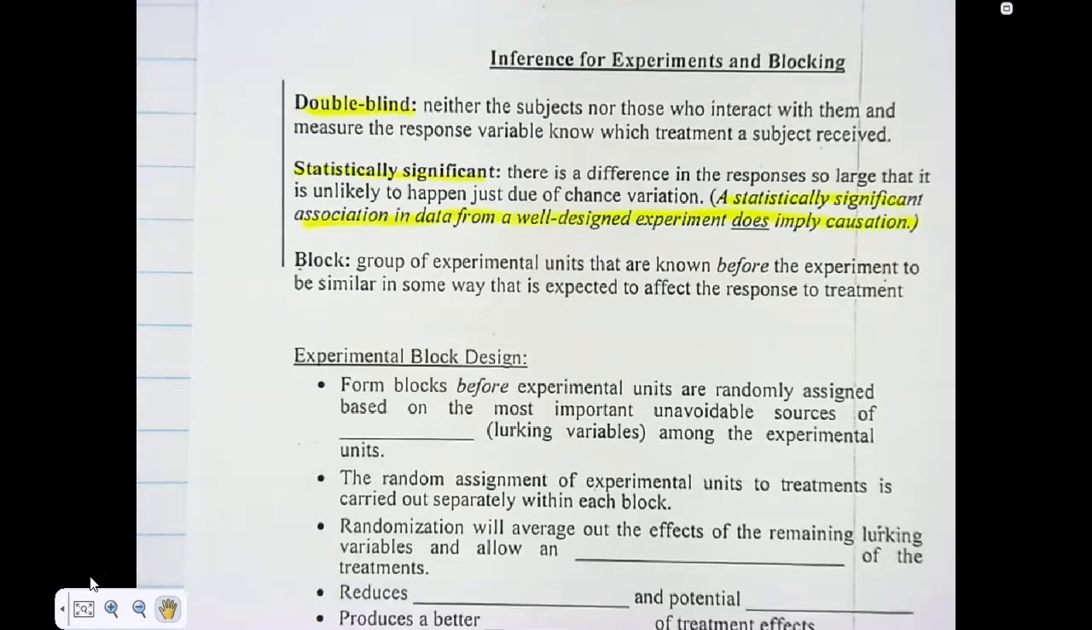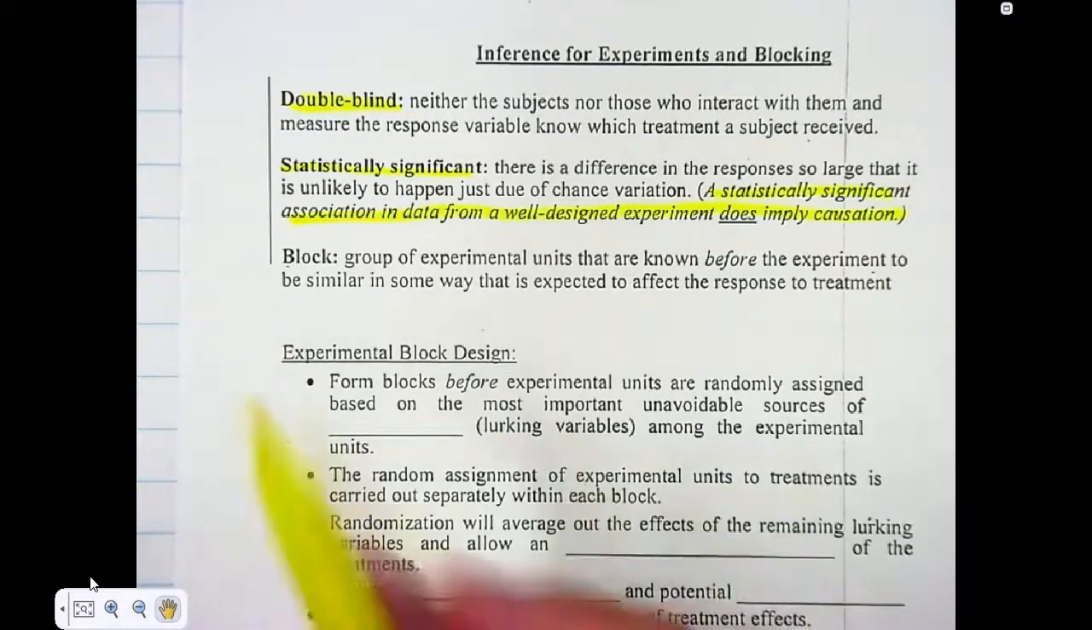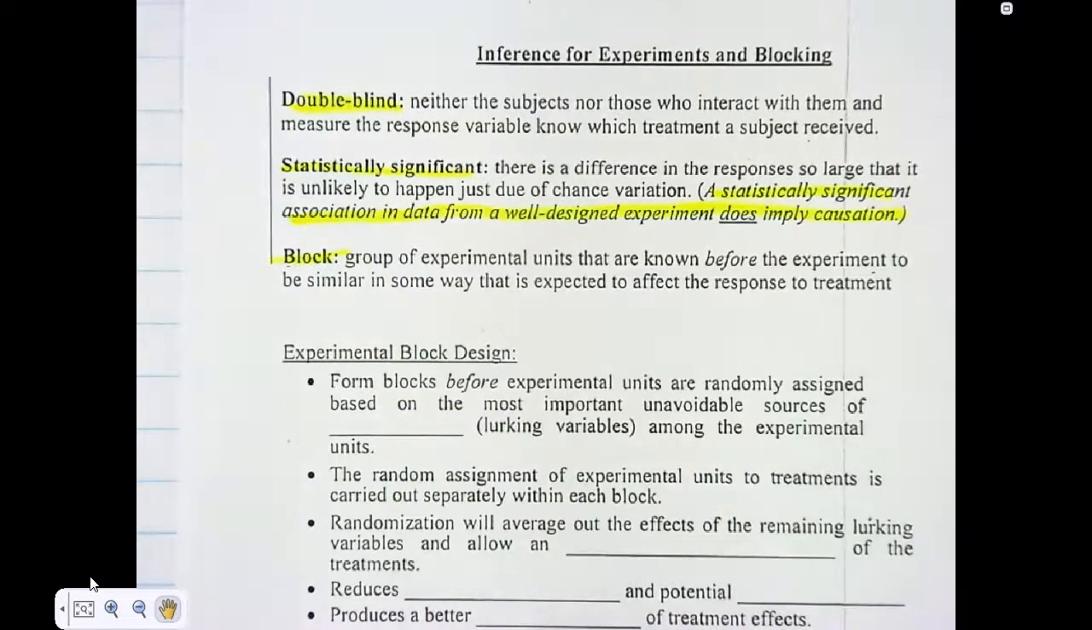And then the last thing, which is going to get more into what we're talking about, is a block. Okay, you can't control everything, so sometimes you need to use blocking. Okay, so that's when a group of experimental units that are known before the experiment to be similar in some way that is expected to affect the response. Okay, so you're going to go with block. So we'll talk more about that later.